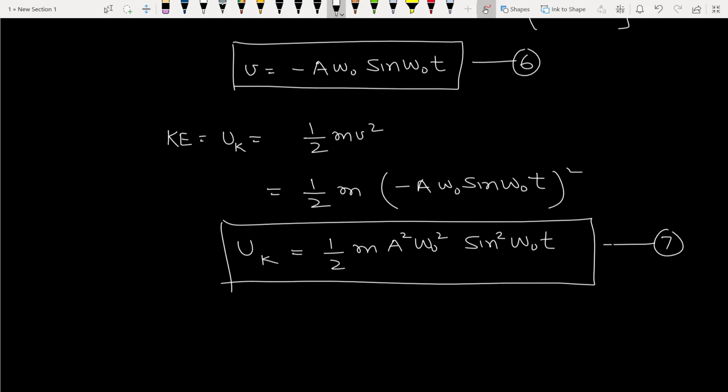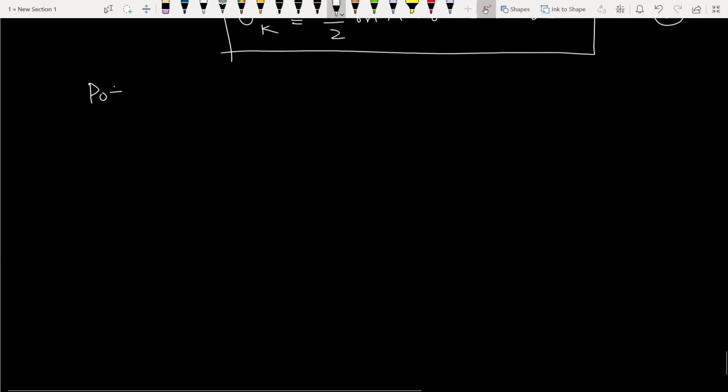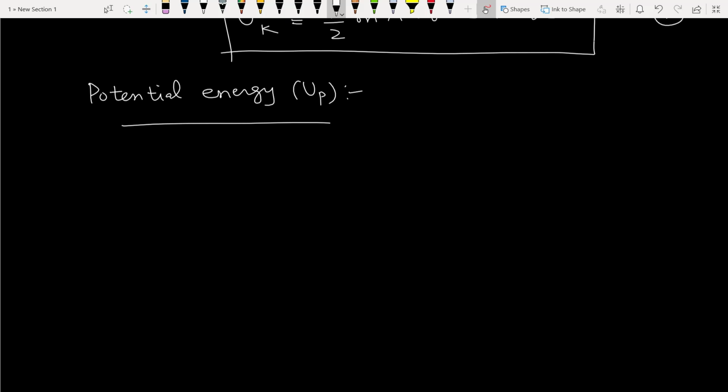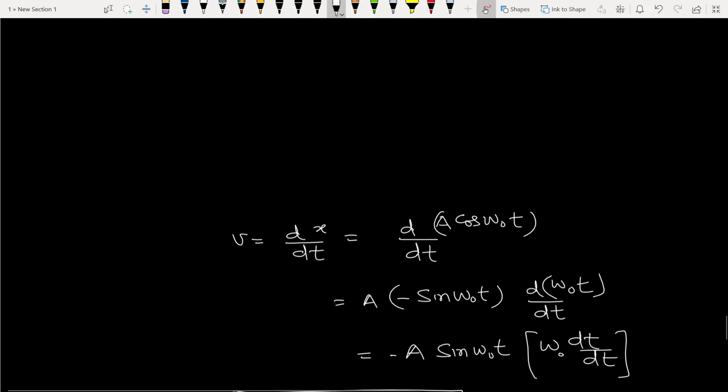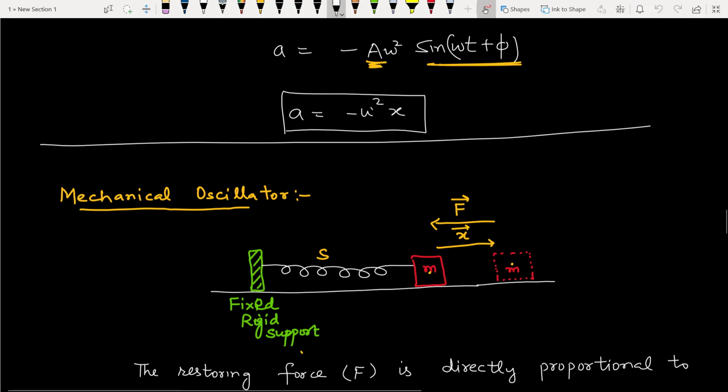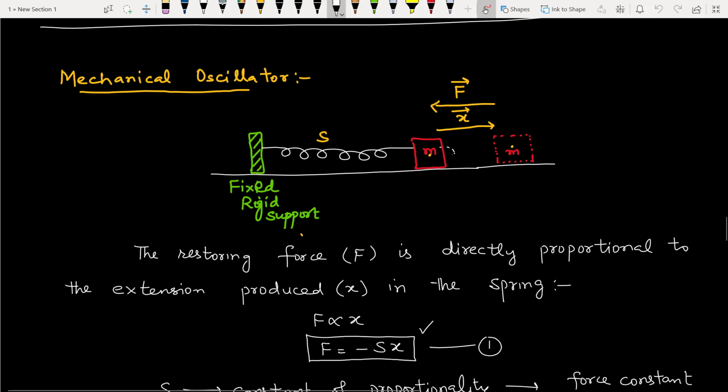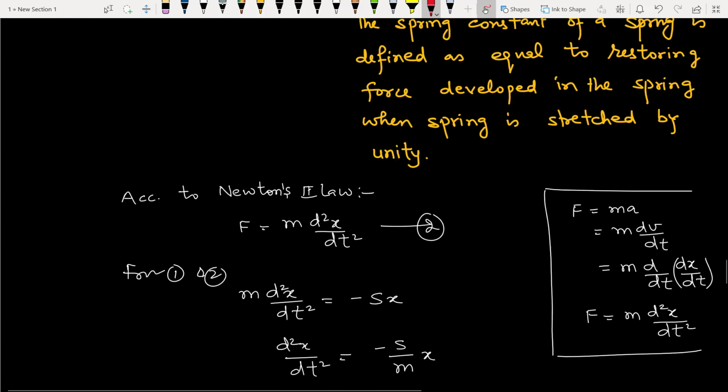So next is the expression for potential energy. We write it with the symbol UP, potential energy. And for this, we suppose we are displacing. We go to the diagram of the mechanical oscillator. We displace the mechanical oscillator by a little distance dx further, and we try to find the work done for this small displacement dx.